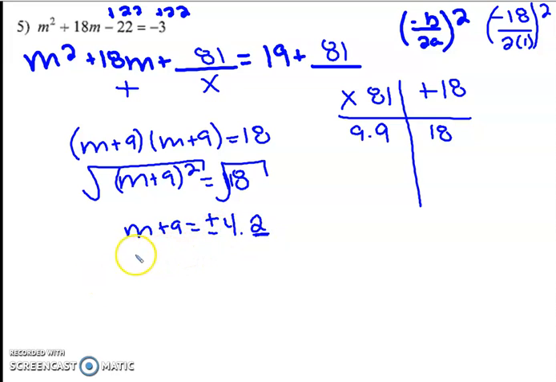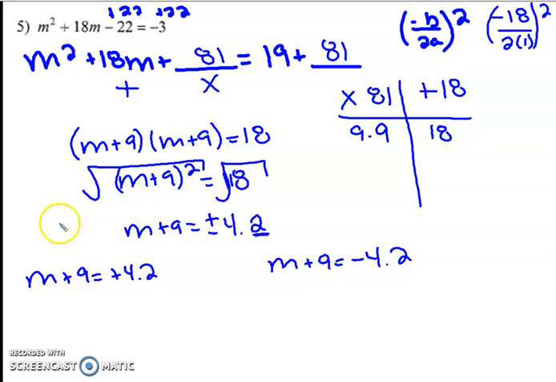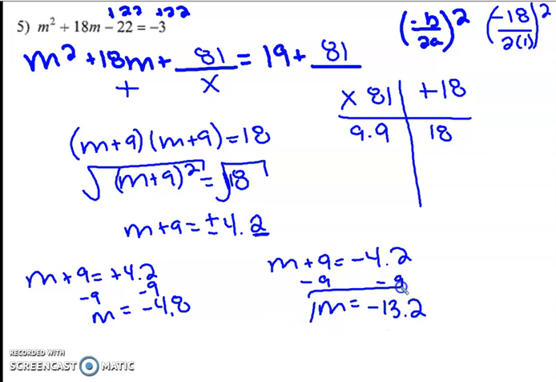So now I'm going to rewrite 2 equations. M plus 9 equals positive 4.2. M plus 9 equals negative 4.2. So then I'm going to subtract 9 from 4.2. I'm going to get m equals negative 4.8. And I got that from minusing 9 from both sides. I'm going to do the same thing over here. Negative 4.2 minus 9 equals negative 13.2. And those are my 2 answers.